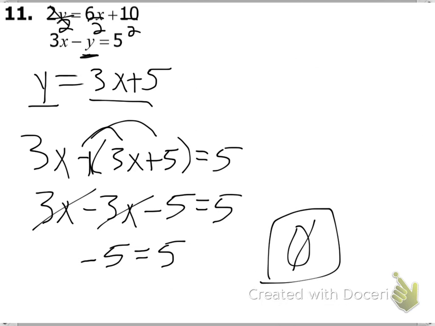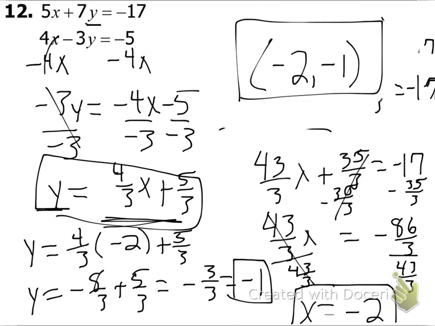Let's look at number 12. None of my variables looked very fun to solve for. So I just picked one and went with it. Okay? So it just depends on what you're given. Does that make sense? A little bit. Okay. Any other questions? It's a good question. Any questions before I end my recording?